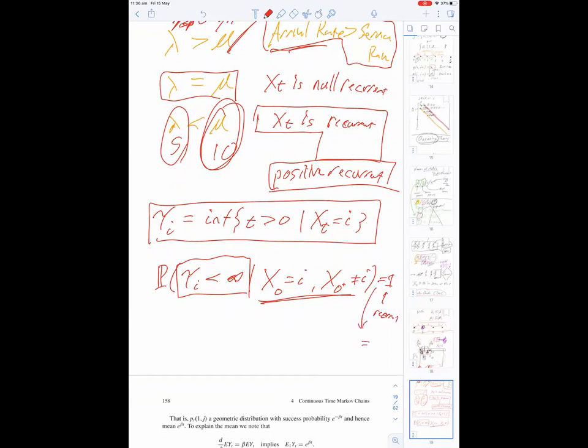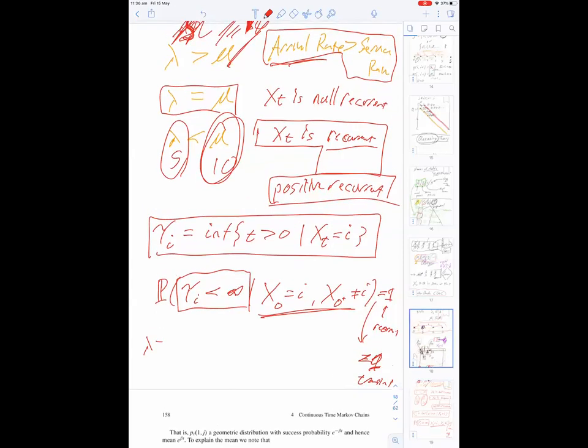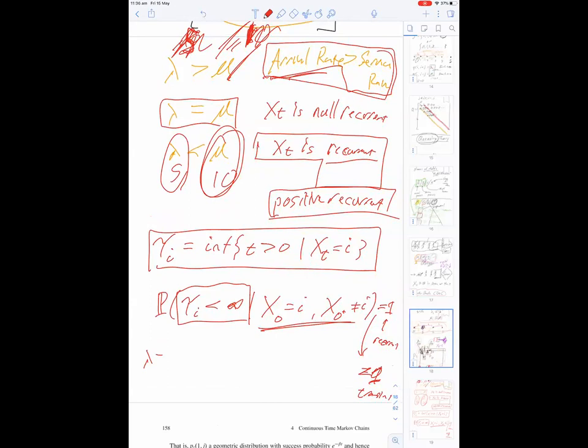Okay, and if it's less than one, then it's transient. Now the M/M/1 queue is an example where if lambda is greater than mu, you're going to get a transient chain. But if lambda equals mu, then it's still recurrent.